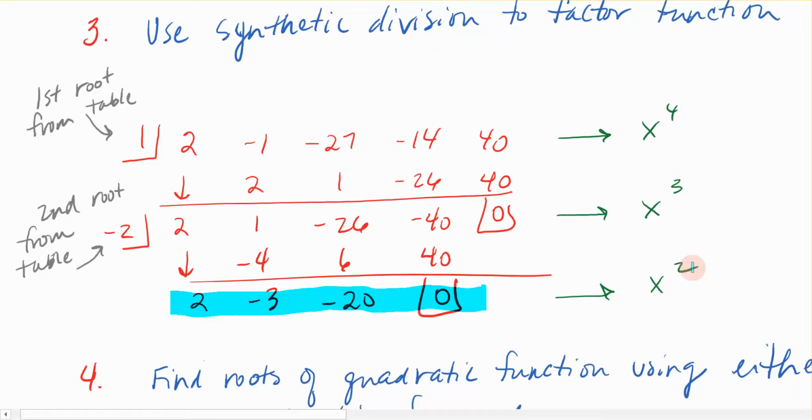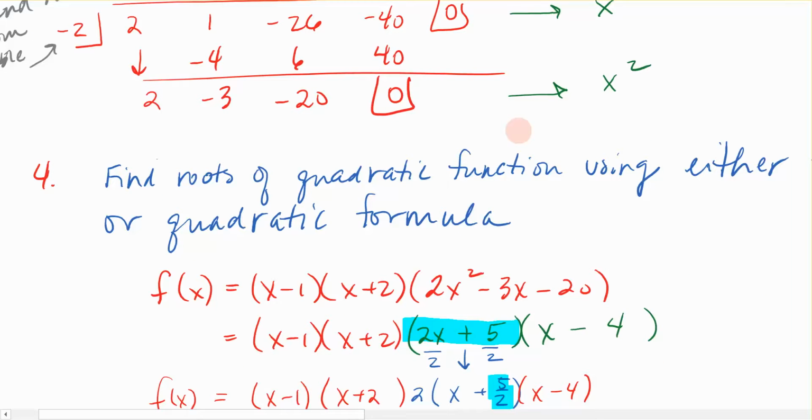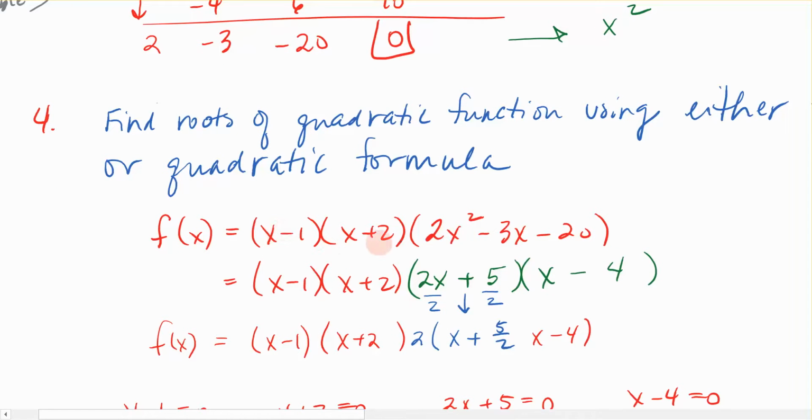Okay, so at this point, I can either use factoring to find the roots of this, or I can use the quadratic formula. I'm going to come down here, and I like to rewrite what it is that I just found from above. So I started out using 1 as a factor, so here it is in its factored form, x minus 1. The next root I used was x plus 2 in its factored form, and this is the quadratic equation, which is the result of the synthetic division that I did above.